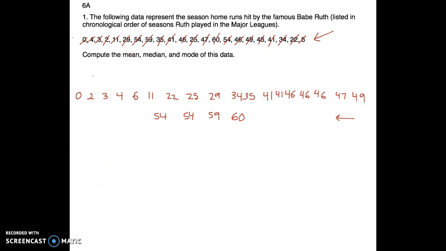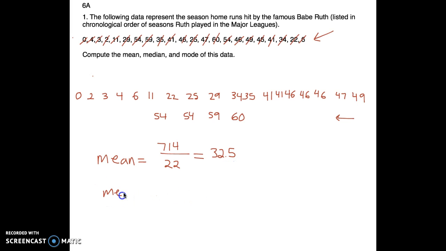So in order to compute the mean is the average. So we add up all of the numbers and divide by how many there are. So if we add them all up, we get 714. And then we're going to divide that by 22 because there's 22 total numbers. And then we're going to end up with 32.45, which will round to 32.5.